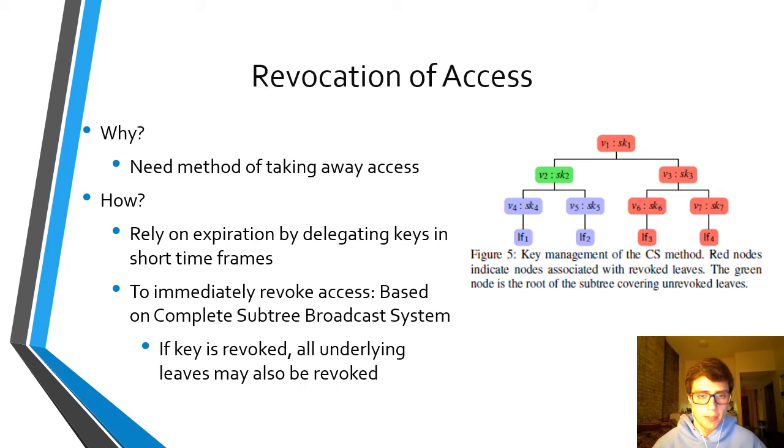But let's say something happens and a person is fired and they need to have their access revoked to all their resources immediately. That becomes really difficult. The only way to do it is based on the subtree broadcast system. So if someone's node key has been taken away, all the other leaves here on the right side are also taken away.